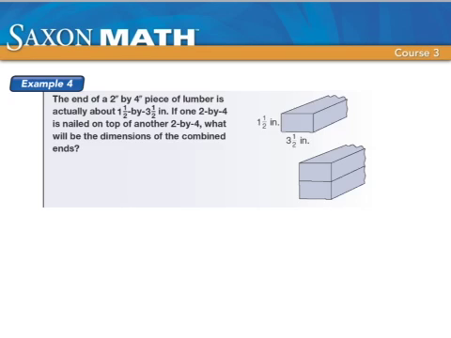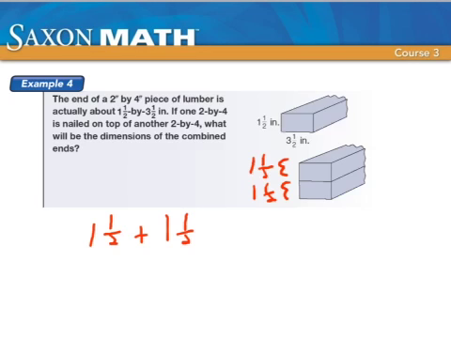This example says the end of a 2x4 piece of lumber is actually about 1.5 by 3.5 inches, so it's smaller than what they tell you. They want to know if one is nailed on top of the other, what are the combined dimensions of the end? Well, we've got two different ones of these nailed together. So we need to think about how big is each part. Well, each part is 1.5 inches, because it's this part right here. So we're taking 1.5 inches and 1.5 inches and combining it. That means we're adding them together. 1.5 inches plus 1.5 inches.